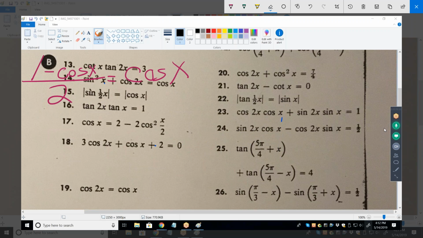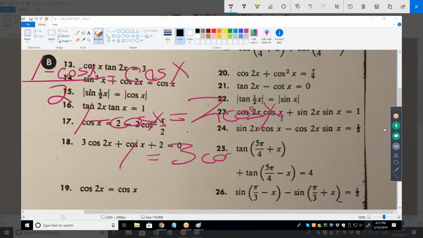Now, it's probably worth finishing this just so we can check it. So I got 1 minus cosine x equals 2 cosine x. Move the cosine to the other side. I get 1 equals 3 cosine x. Cosine x equals 1/3. And we can plug that in. Give me an angle for that. 71 and 289.